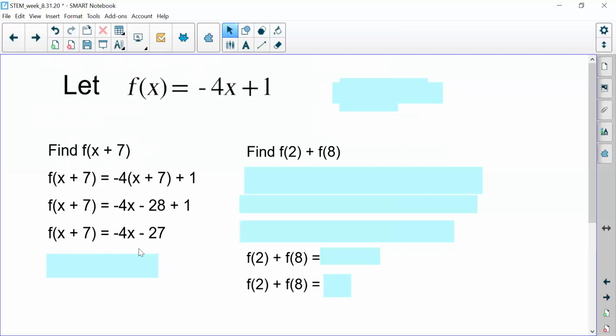And you can write this as an ordered pair, even though it's unusual to, but the input was x plus 7. And the result, output, range, is negative 4x minus 27.